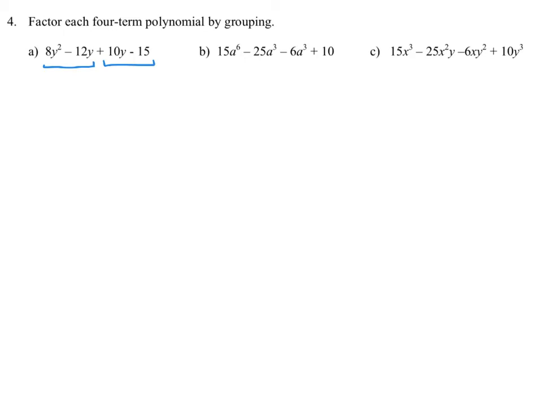So in example A, the polynomial is 8y squared minus 12y plus 10y minus 15. Let's find the GCF for 8y squared minus 12y, and the GCF there would be 4y. And also find the GCF for the last 2 terms, 10y and minus 15, which is 5. Now we're going to take that polynomial and factor by grouping, factoring out the GCF from each one of those terms.